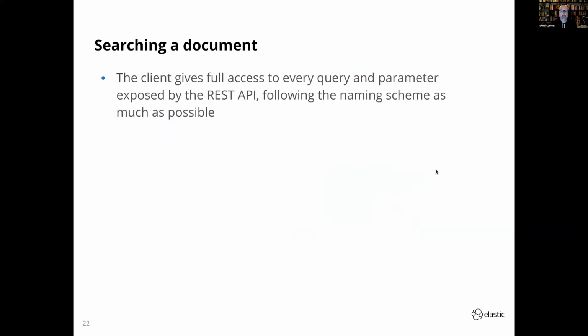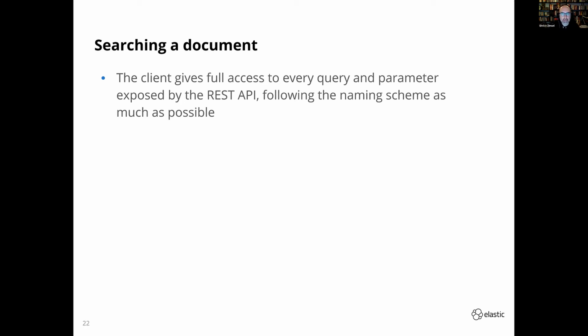Okay, so we provided some examples to index, update, and change the data in Elasticsearch. Now we are interested in one of the most important features, I would say, of Elasticsearch, that is search. The client gives you full access to all the queries and parameters exposed by the REST API. The search API, I would say, is the most complex API for Elasticsearch because it offers a lot of options and parameters. If you're curious, you can have a look at the documentation.